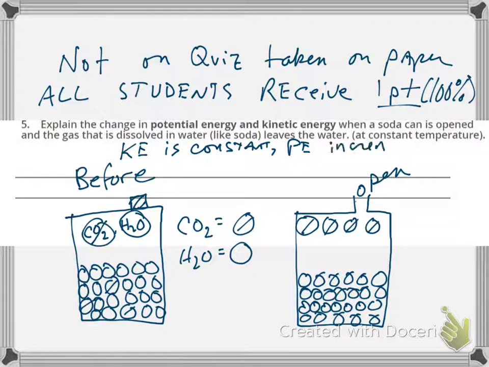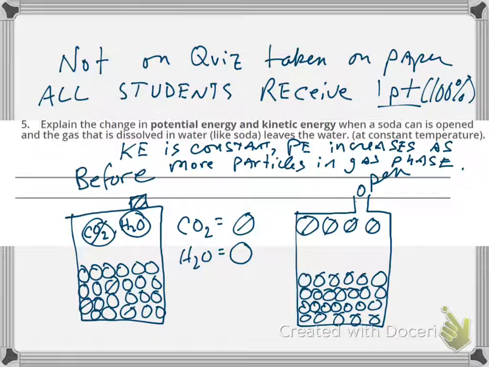But the potential energy has changed. It is increased as we have more particles in the gas phase when it's open than we did when it was closed. So in this case, we should have kinetic energy is constant, potential energy increases as we take liquid particles of CO2 that were at low potential energy and take them up to the gas phase, which has high potential energy.